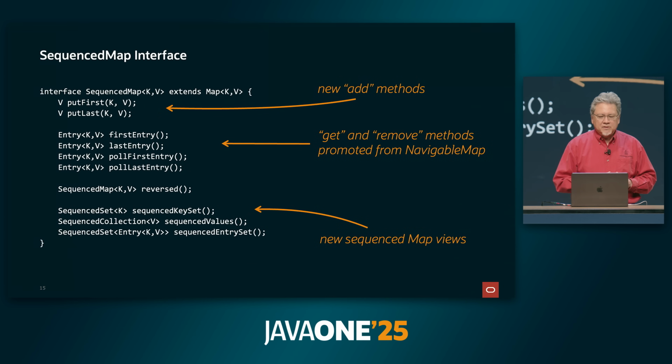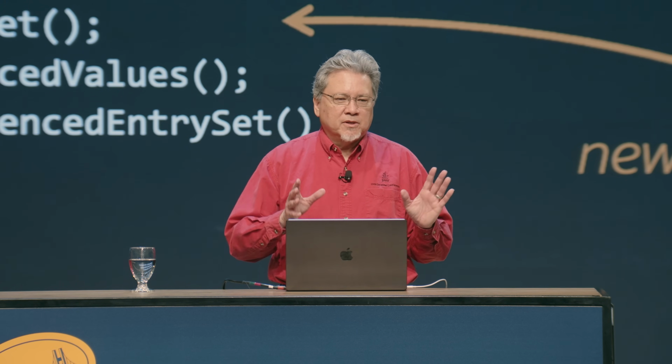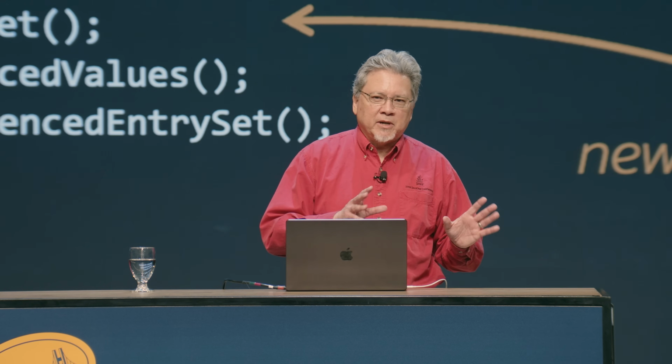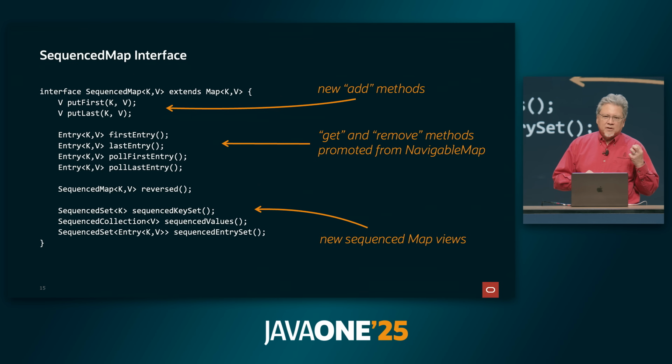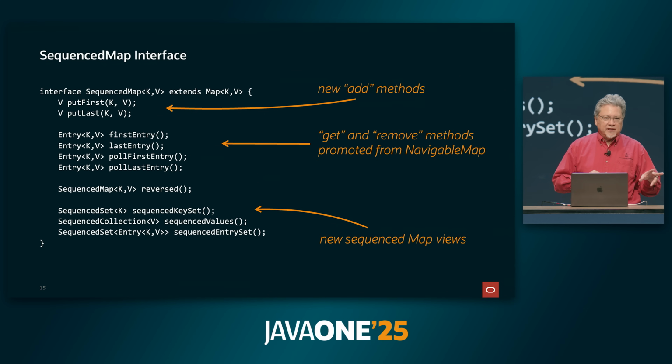Okay, sequenced map is a little more complicated. This was a bit of a wrestling match because the naming conventions on the map side of the house are not very good. So in a map, you don't add elements or entries, you put them. So we have put first and put last. There's no get on a map except to look up an entry, but this notion of retrieving the first or last entry is expressed by these methods that were on navigable map called first entry and last entry.